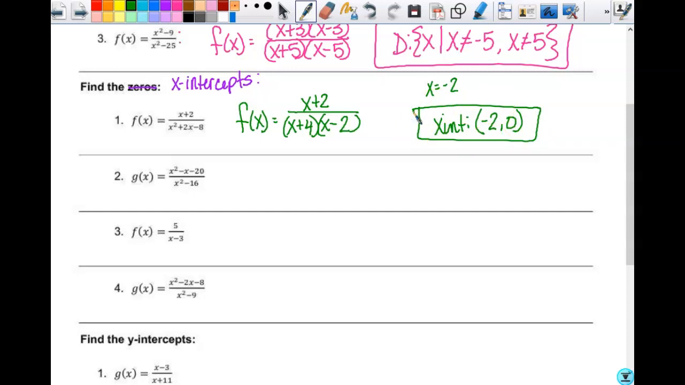So then number 2. Let's factor. This is g of x. In the numerator, I'm going to factor. So this gives me x and x. The signs are opposite. So this is going to be a -5 and a +4. Then I have difference of squares again.